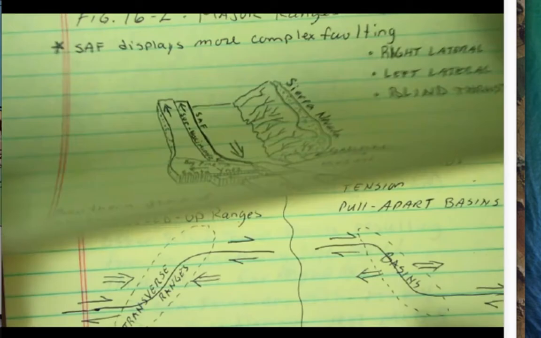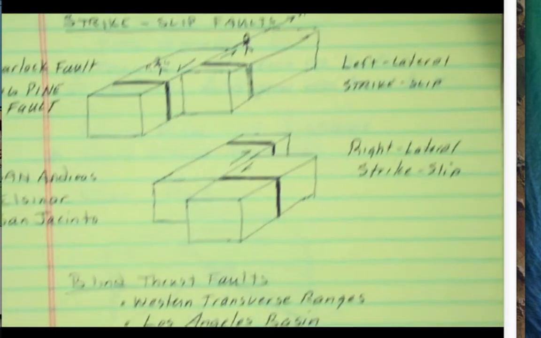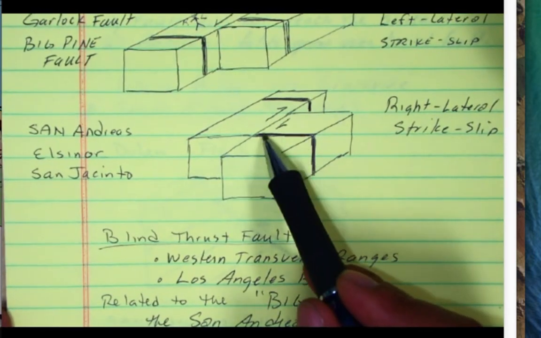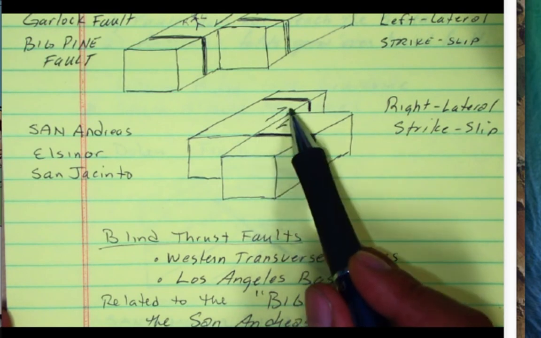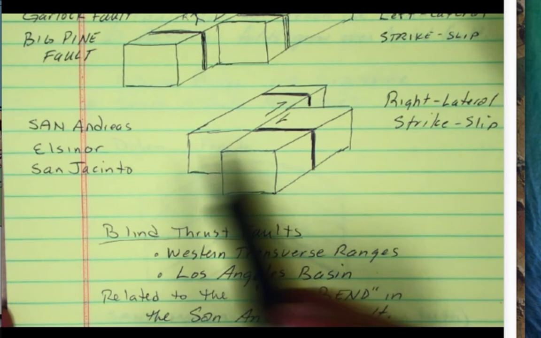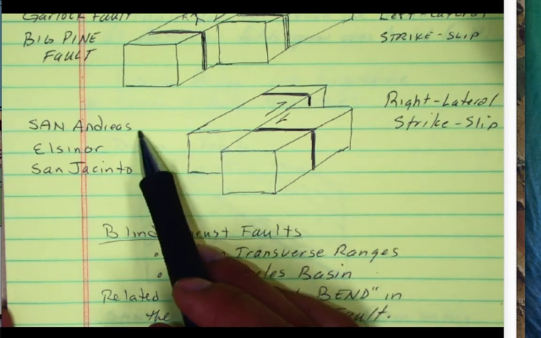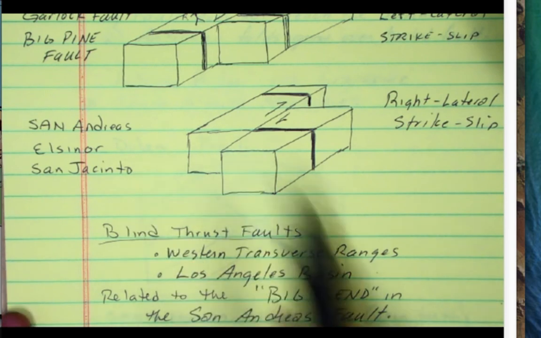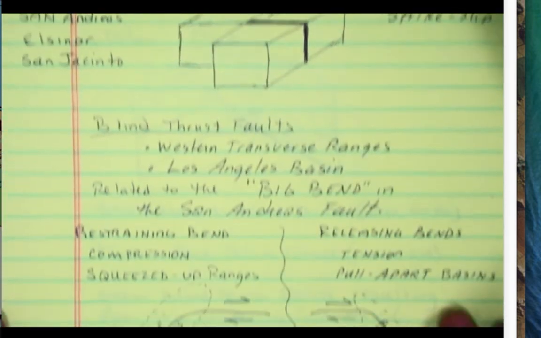Now the other type of motion is the right lateral strike slip, and so in this case it's going to be the opposite sense. You'll see that as you approach the fault, the opposite side moves to the right, no matter which way you face the fault. So right lateral strike slip, and obviously the example is the San Andreas. There's also the Elsinore fault and the San Jacinto fault down in Southern California that have this sense of motion.